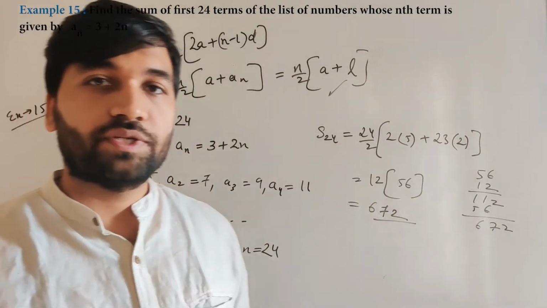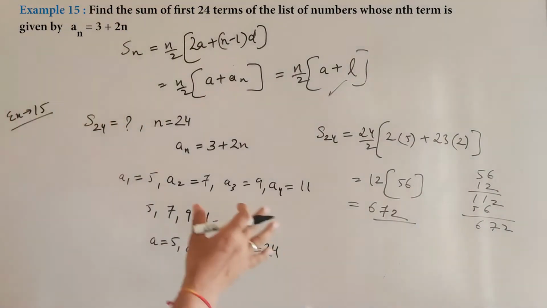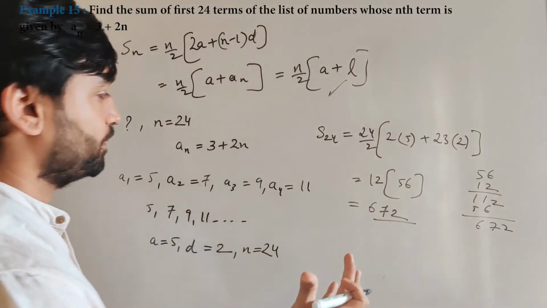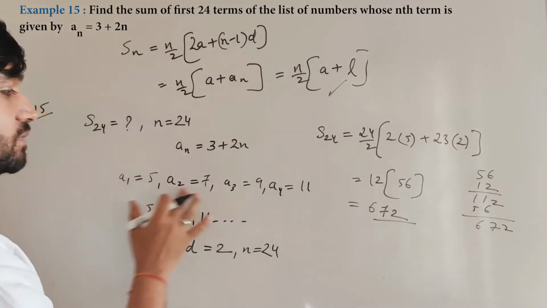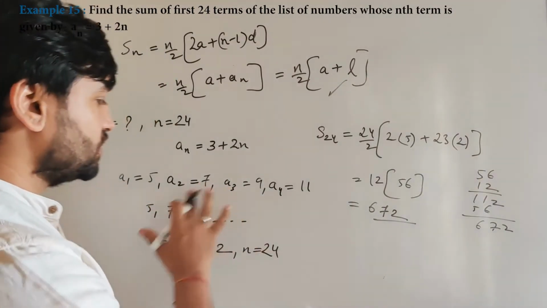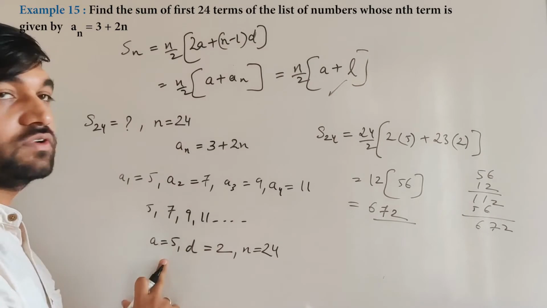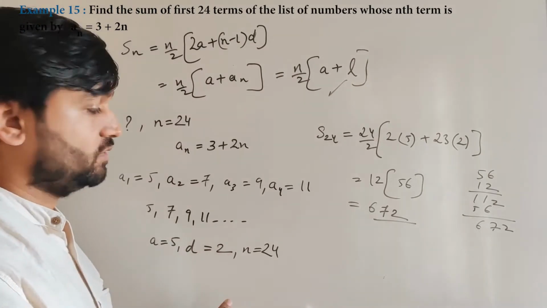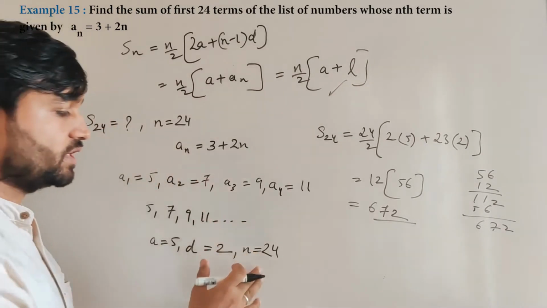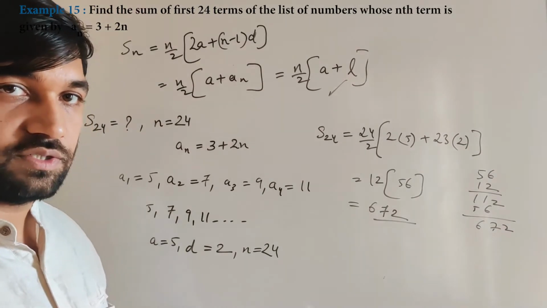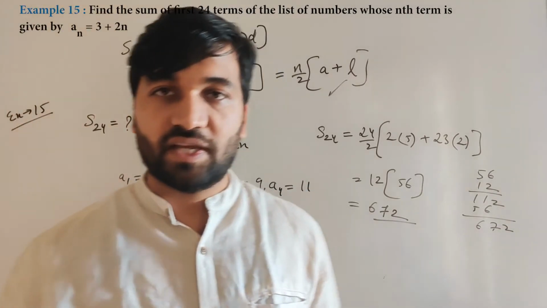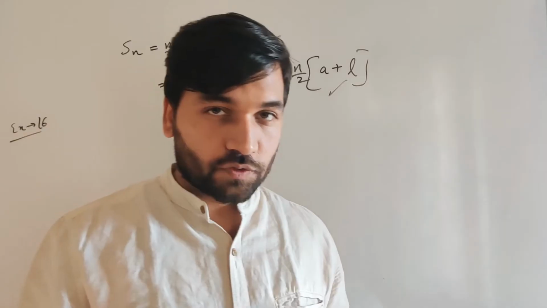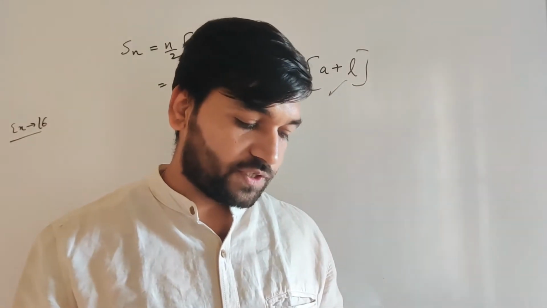This is an important question. They've given you the nth term form. Using that, we find the AP: the first term, second term, third term. Once you have the AP, we know the first term and the common difference. And when they're asking S24, the n value is already given in the question. You just use the Sn formula and get the answer. Okay? So the next example, example number 16.